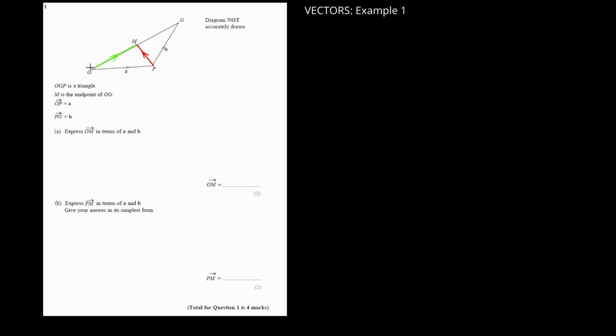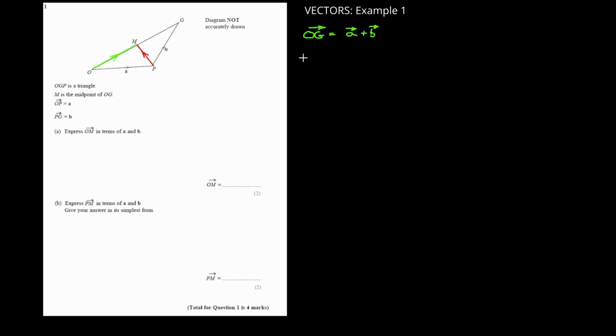Well, the first thing to do is to express OG in terms of A and B. Now, to get from O to G, we can go along vector A, and then we can go along vector B. So this is actually quite simple, because all the arrows are pointing in the right direction, and we want to go from O to G. So I can simply say that OG, the vector O to G, is equal to A plus B.